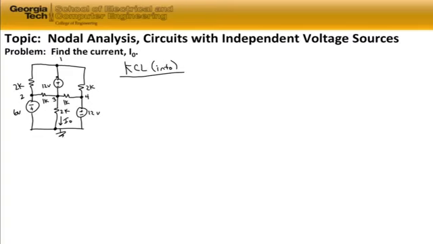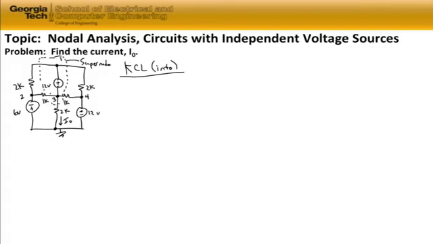So in this case, we're going to identify a supernode which encompasses node 1 and node 3 and the 12 volt source. So it will travel and connect and encompass node 1, node 3, and the 12 volt source. That is our supernode. Once we've identified that we need a supernode in the problem, we can then go about summing the currents about the different nodes.